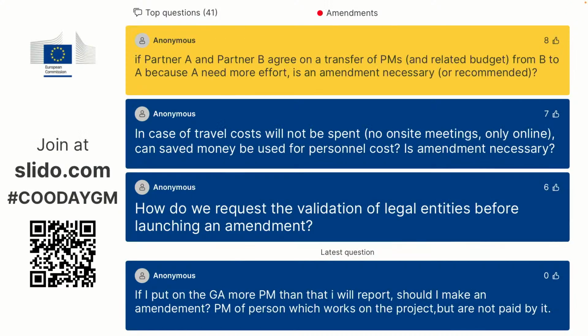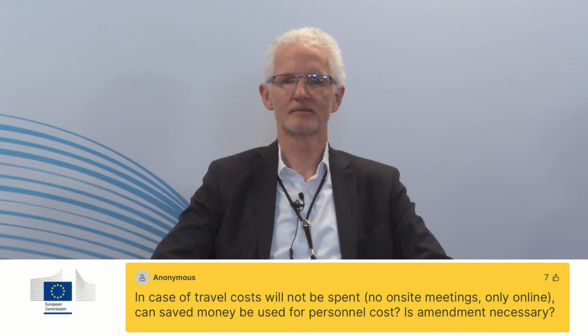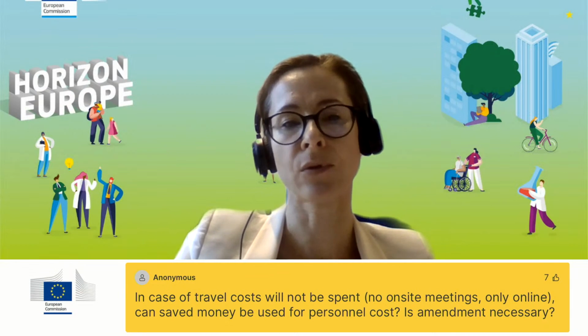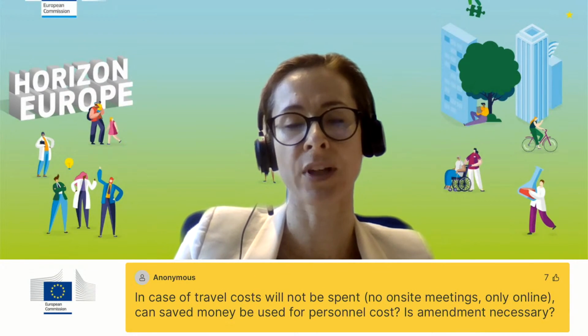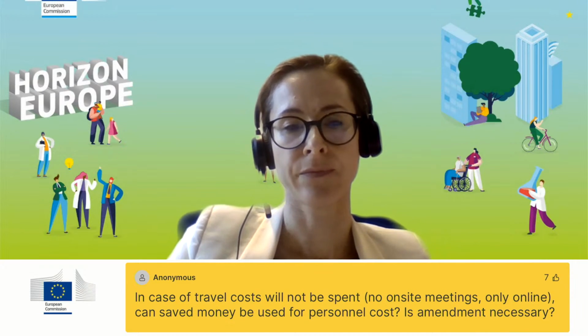Okay, next one. In case of travel costs that will not be spent, no on-site meetings, only online, can the saved money be used for personnel costs? Is an amendment necessary? So this is usually covered by budget flexibility indeed. So you didn't spend the money on the travel, you transfer this money to the personnel costs. This is usually covered by budget flexibility, so it would not require an amendment.